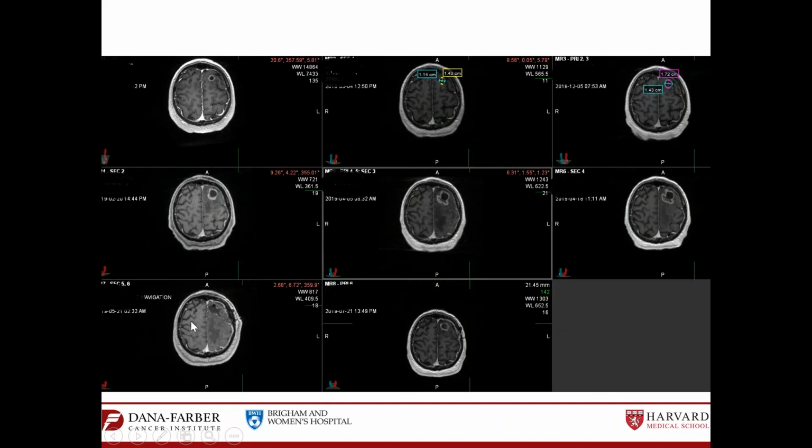But then he started to have symptoms. We sent him to surgery. He had a craniotomy here, and it comes back as radiation necrosis. If it comes back positive for any tumor cells or tumor progression, you would radiate the cavity, okay?